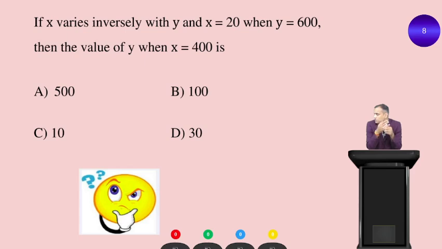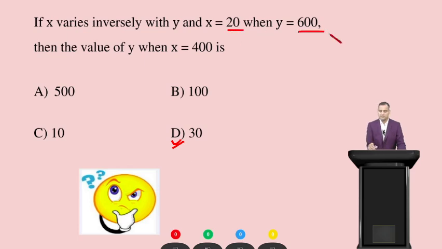Okay, students, your time is getting over. Okay, and finally time out. So what is the correct answer? Yes, it is D. Then the value of y is 30. So you can make it very easily.